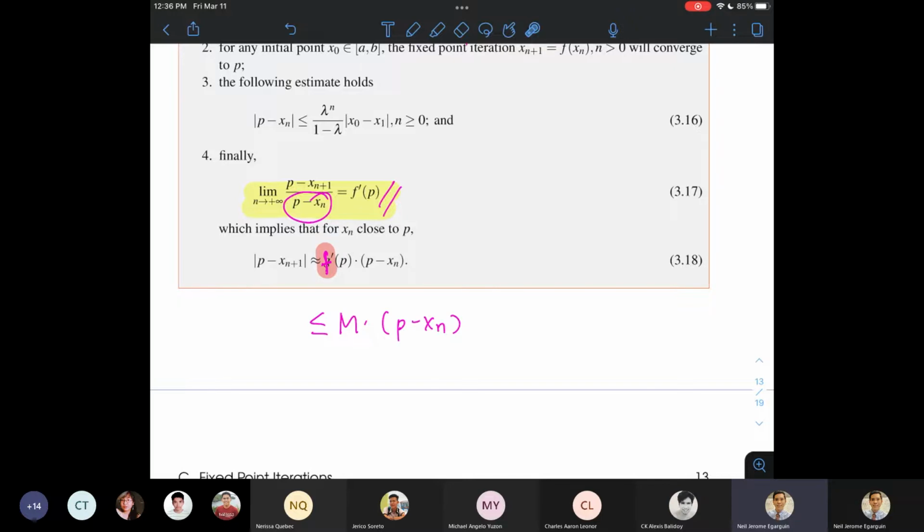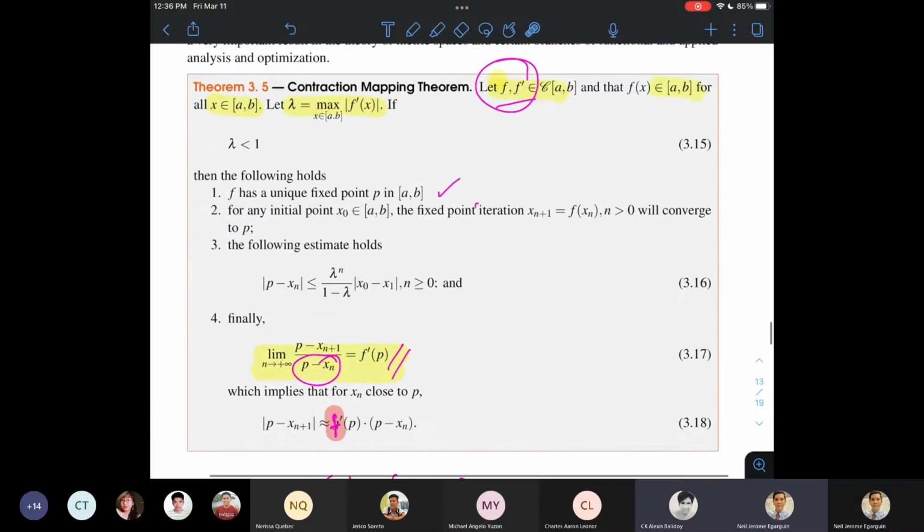Most of the times what we do is to estimate the maximum for the magnitude of F prime. So yun naman yung sinasabi ng contraction mapping theorem. Pwedeng tingnan mo na lamang yung maximum nung magnitude ni F prime, because usually we don't have access to the function value of the derivative at the fixed point P. All right?